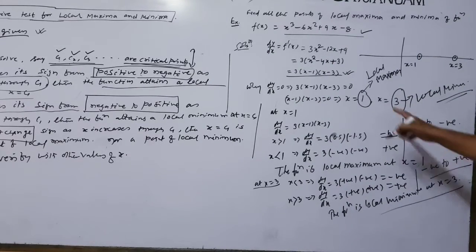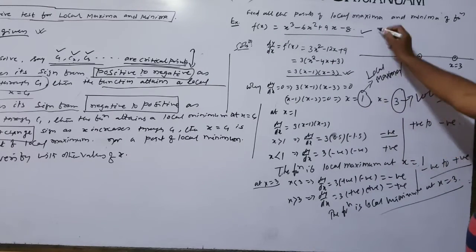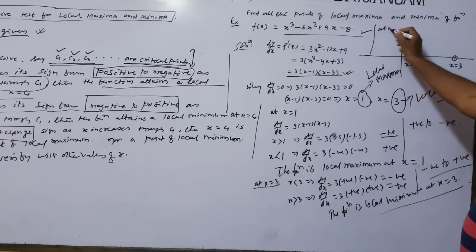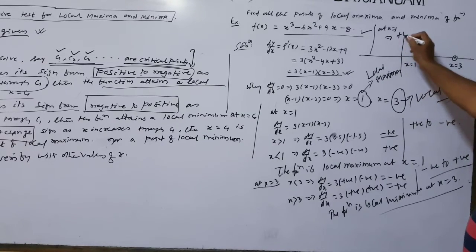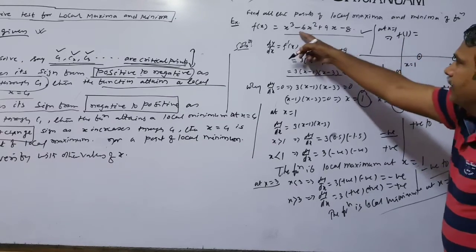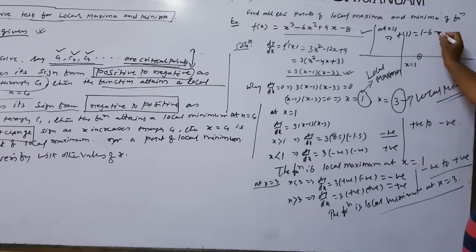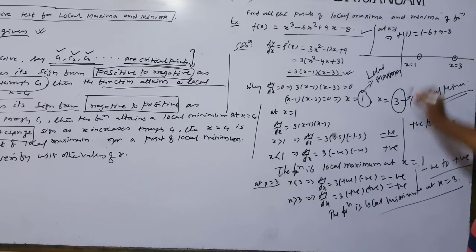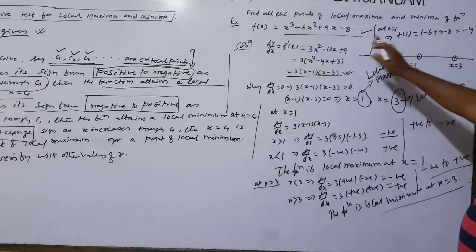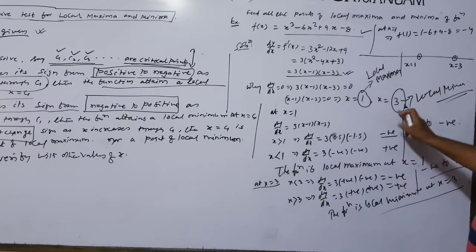Okay. So here this is a maximum at x equal to 1. At x equal to 1, what is f of 1? Substitute here: 1 minus 6 plus 9 minus 8. How much? 10 minus 14, minus 4. Yes, minus 4. Okay. Then the next point after 1 is 3.